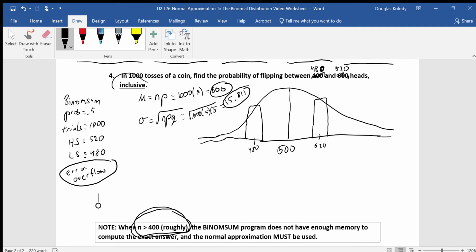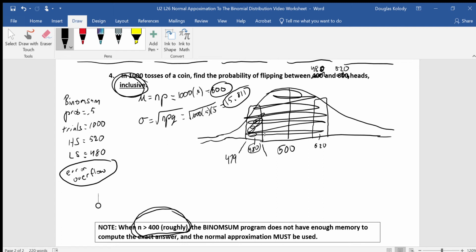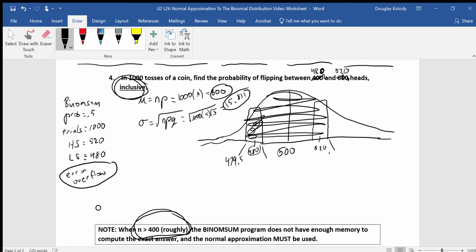This word inclusive is very, very important because I need to include the 480 and I need to include the 520. So if I am shading in between here and I want to include both of these numbers, I have a choice. I could either start at 479.5 and shade to the right, or I could start at 480.5 and shade to the right. If I want to include the 480 as I shade to the right, I'm going to start at 479.5. What if I did not want to include the 480 as I shaded to the right? What if the word inclusive was not there? Then I would start at 480.5 and shade to the right. Do you follow? All right, I also want to go to 520 and include 520, so I'm going to go up to 520.5.